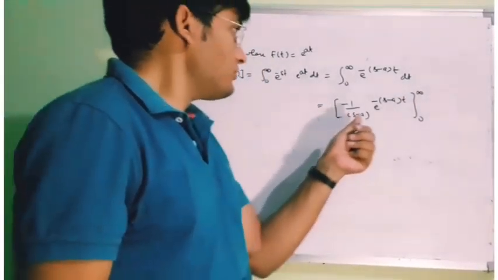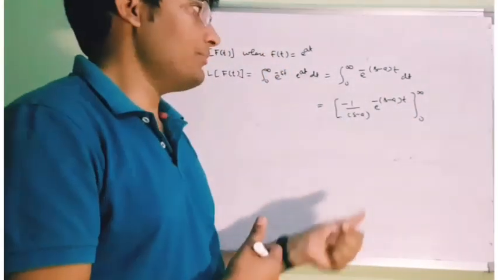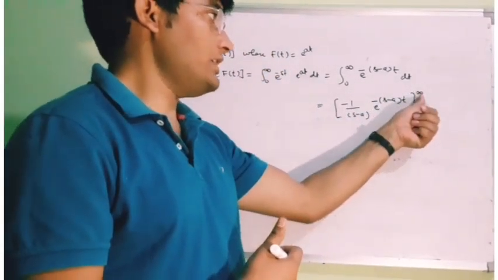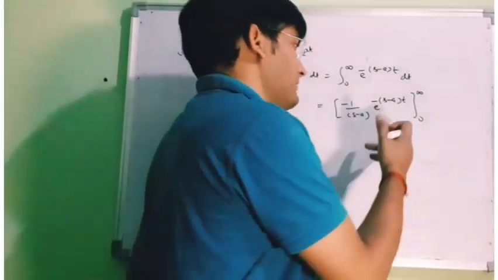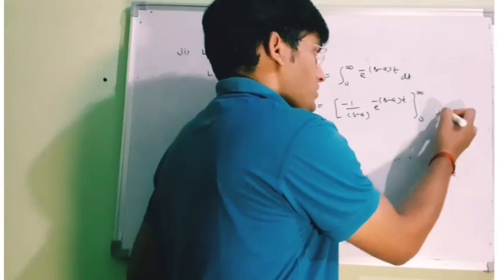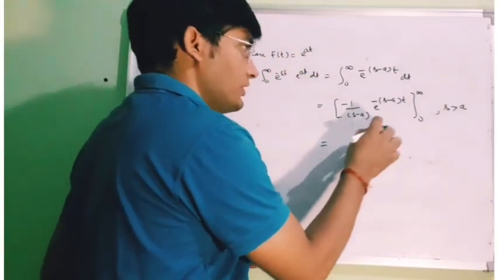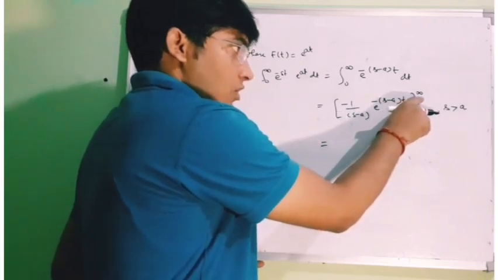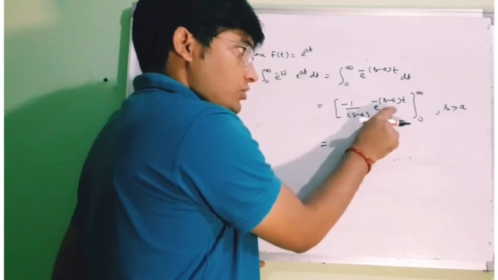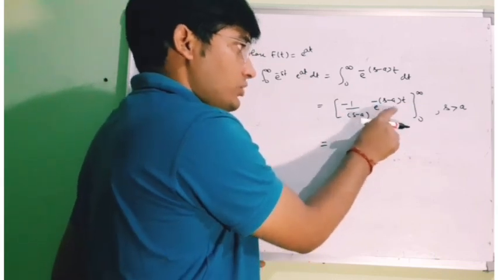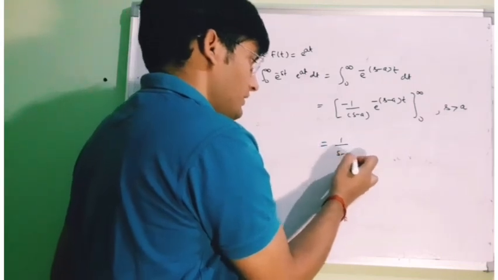Now here we will assume that s is greater than a, otherwise this power will become positive, and on putting t equal to infinity, this will become e to the power infinity, which is infinity. That means the value is not finite. So we have assumed that s is greater than a. So on putting the upper limit, this will become e to the power minus infinity, which is 0, and the lower limit will be e to the power minus 0, that is 1, with a minus sign. So it is equal to 1 upon s minus a.